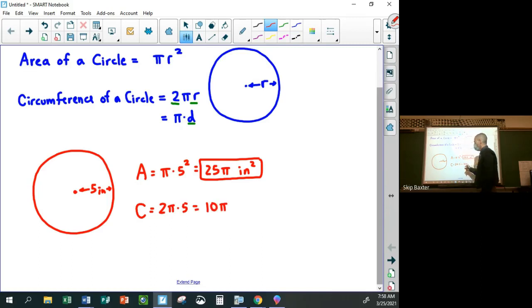What would be the units for circumference? Yeah, just inches, because it's just length, right? So circumference units are the same as whatever the radius units are, or whatever the diameter units are. Area units are always a unit squared, okay? So this would just be inches.